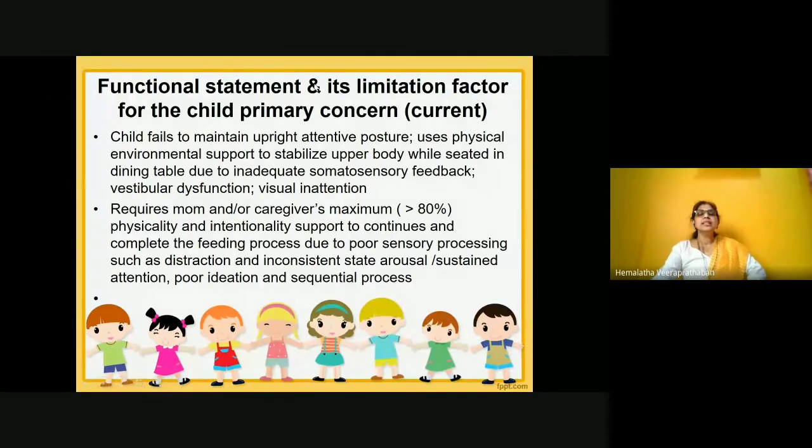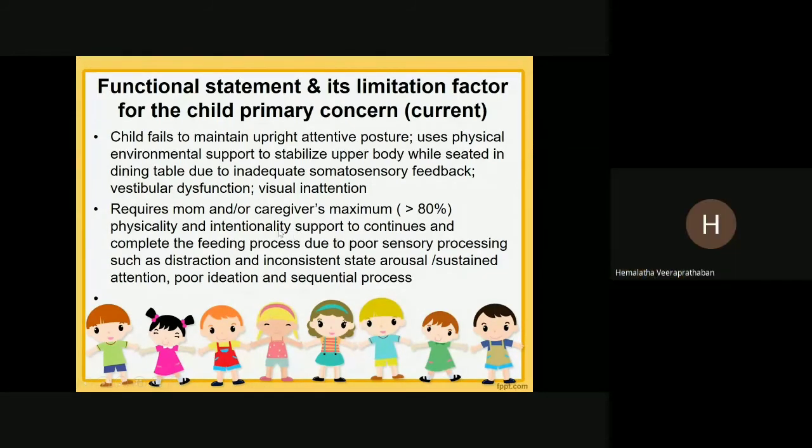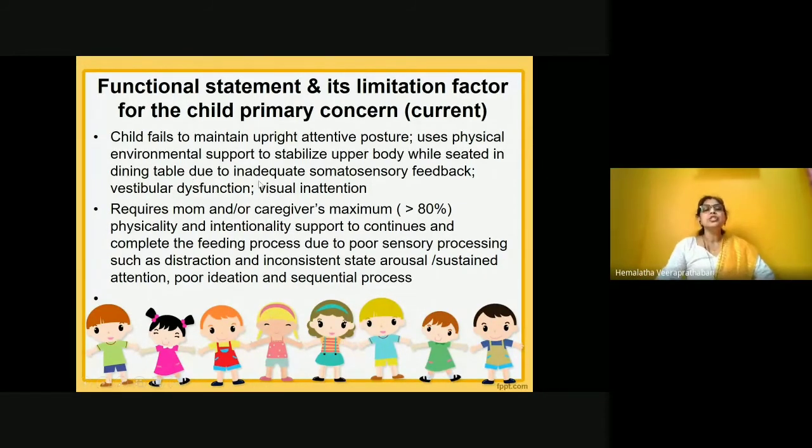So this is the functional statement format. If you see here, the child fails to maintain upright attentive posture, and uses physical environmental support to stabilize the upper body while seated at a dining table due to, so we refine the clinical reasoning. We select specific activity limitations and the factors influencing them. The therapists have identified a hypothesis of the performance limitations. This is due to inadequate somatosensory feedback, vestibular dysfunction, and visual attention. If these are given, her posture and internal feedback can be developed.